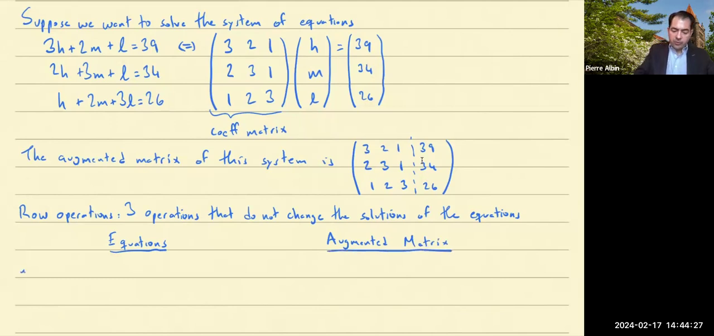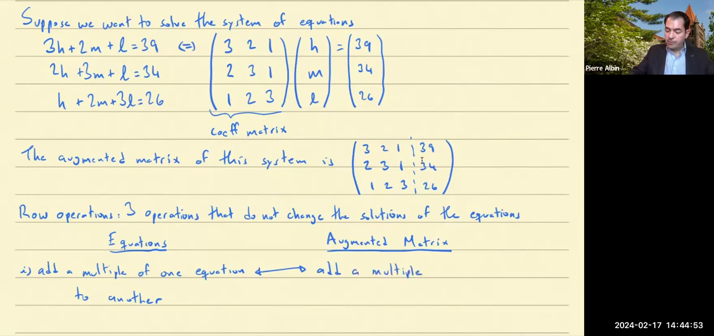First, you can add a multiple of one equation to another. If you do that, that's not going to change the set of solutions to your equation. And as far as the augmented matrix goes, that's the same as adding a multiple of one row to another.